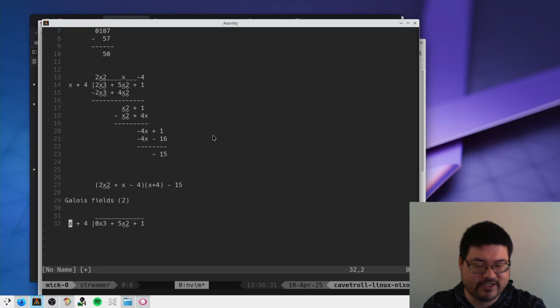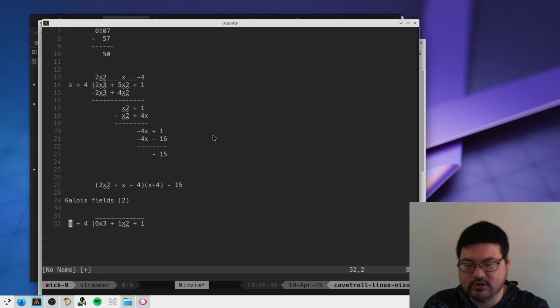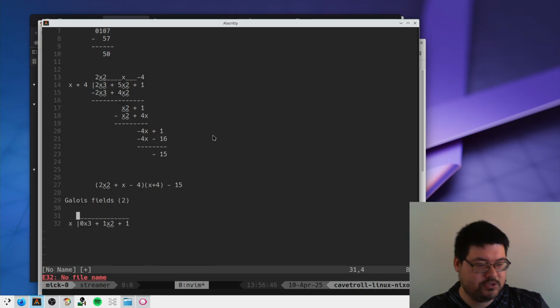That's now 0x cubed. 5x cubed, not allowed. 1x or 5x squared, not allowed. 1x squared, 1, that's chill. We'll leave that in. X is totally fine, but plus 4, not okay.